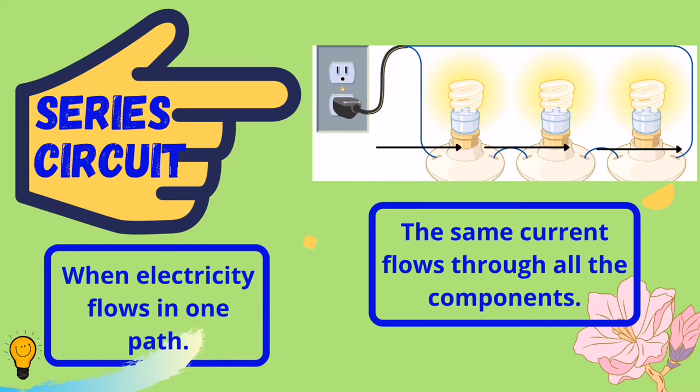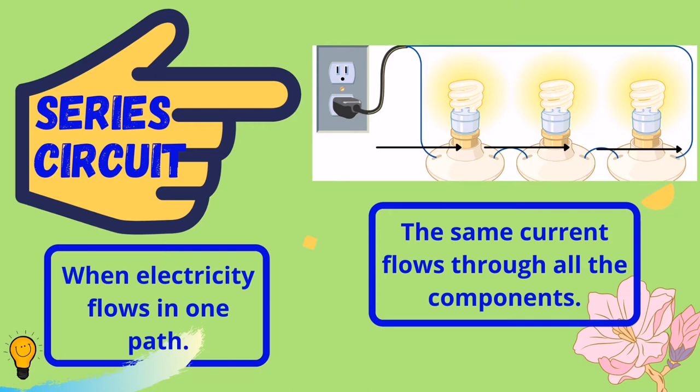For example, if you have three bulbs connected by a series loop, all the bulbs in a series circuit will share the same path. In a series circuit, the electricity flows from the battery to each of the bulbs and then back to the battery. If one bulb goes out in a series circuit, then all of the bulbs will go out because the electrical current path is disrupted or incomplete. This is the disadvantage of a series circuit.